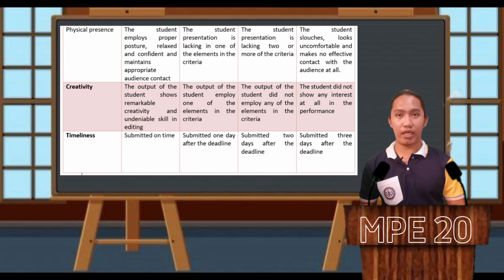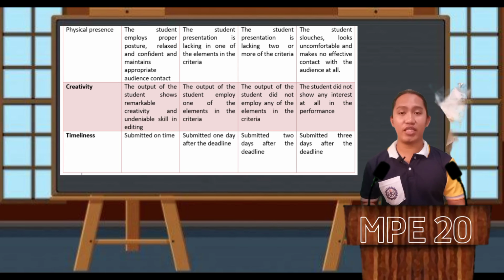yung manunood, syempre. So for the 4 points, the student's presentation is lacking in one of the elements in the criteria. The grade of the students will be decreased if one of the elements of the criteria is gone or missing. And for the third score, the student's presentation is lacking two or more criteria. So for the least score naman, the student looks uncomfortable and makes no effective contact with the audience at all. So that's what makes the least grade.